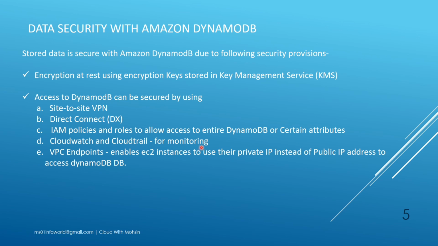Then monitoring can be done using CloudWatch and CloudTrail. CloudWatch can be used for monitoring, while CloudTrail is mainly responsible for auditing. Another thing is VPC endpoint. What a VPC endpoint does is enable EC2 instances to use their private IP instead of public IP addresses to access the DynamoDB database. So using VPC endpoints, we can allow EC2 instances or applications, for example hosted on one of the EC2 instances, to use their private IP address, so that we can secure the connection in a better way. So these are some of the things with respect to data security.